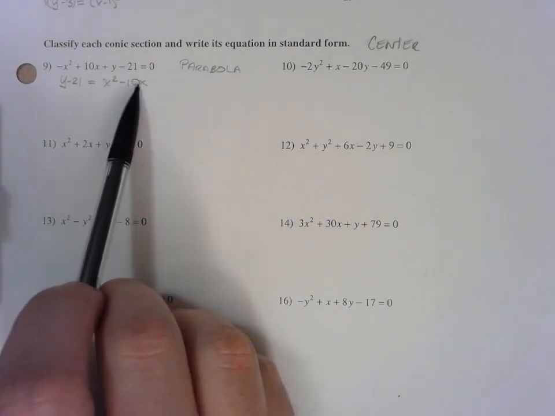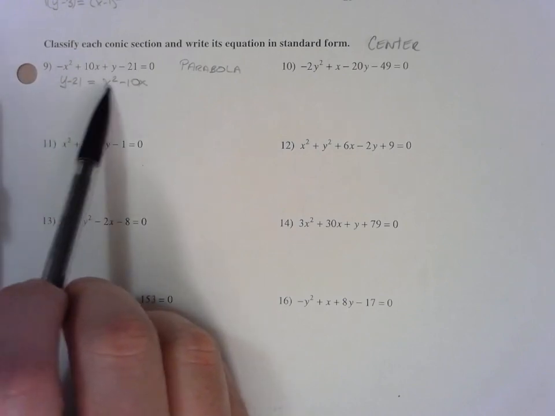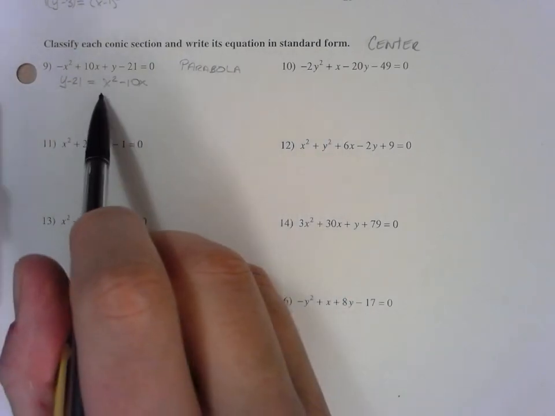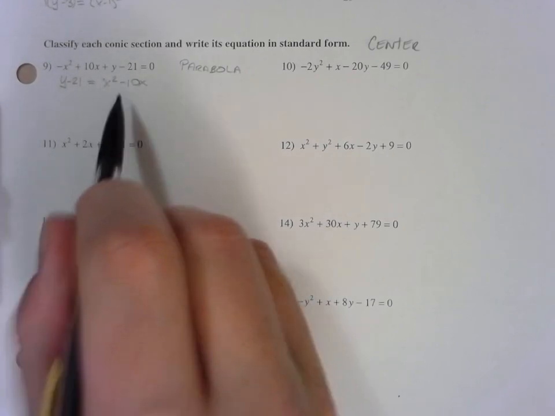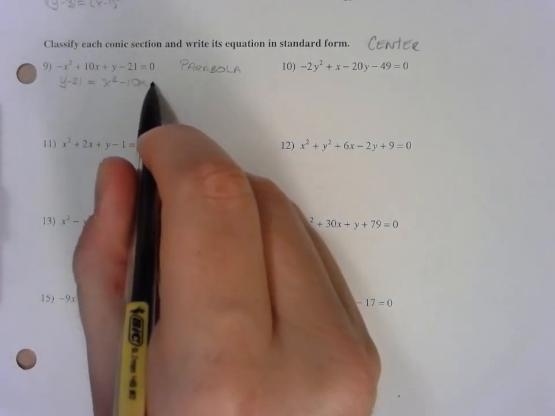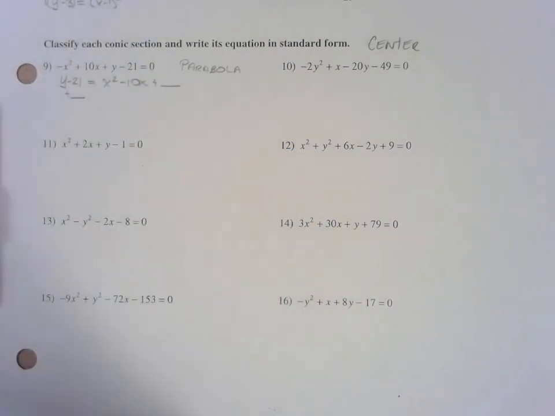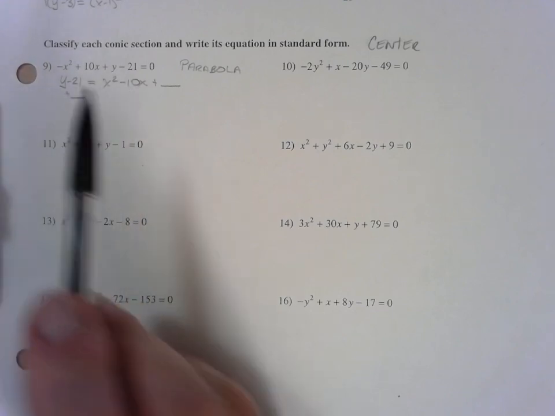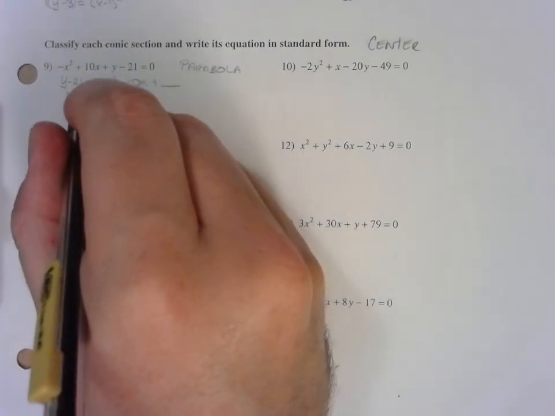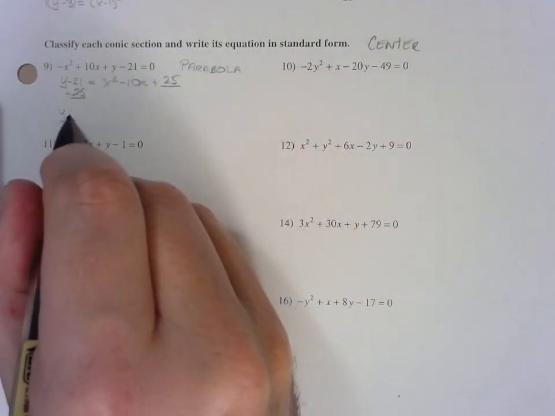Standard form would have a binomial squared. 4py equals x squared, so I need something squared. Now, I can't have an x squared and an x term. This must be represented as a binomial squared. What we're going to need to do is to complete the square and add a constant to both sides. Divide by 2, negative 5, square it, and add that to both sides. We're adding 25 to both sides, and this is our new equation.